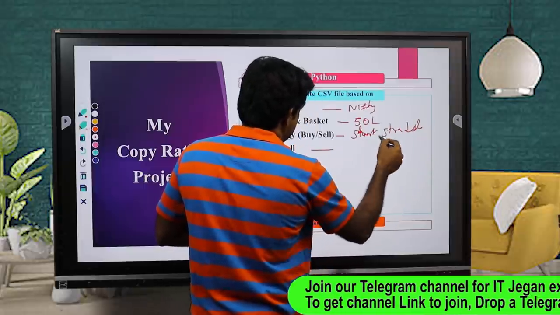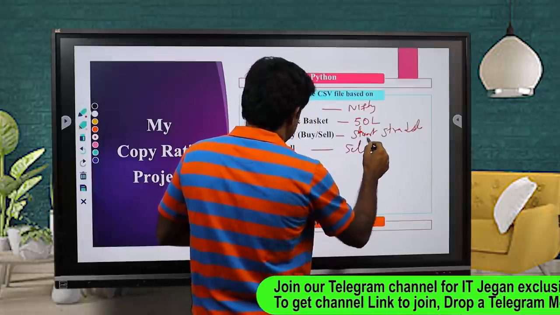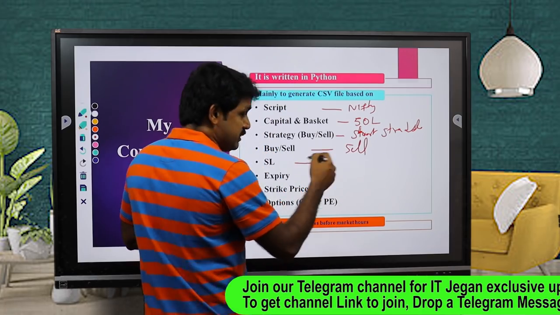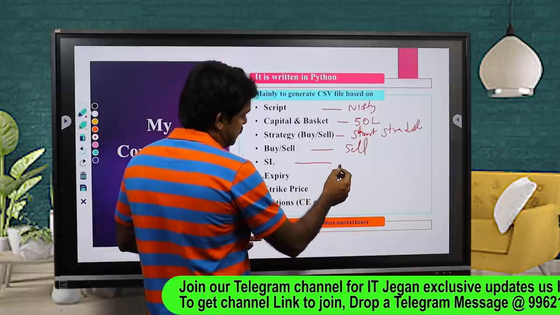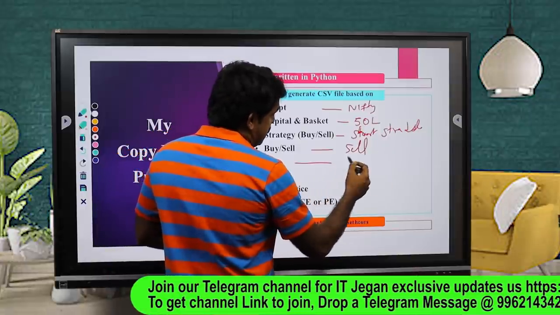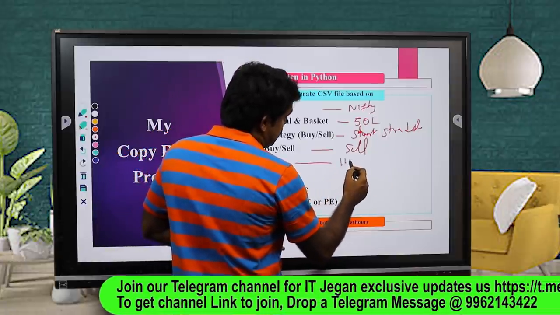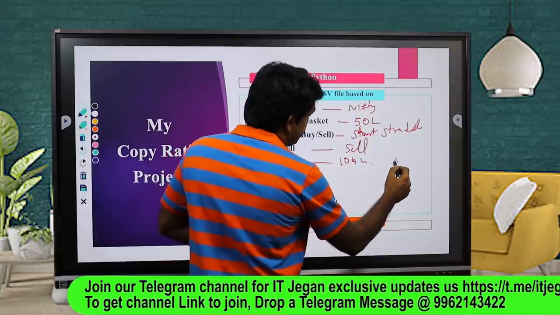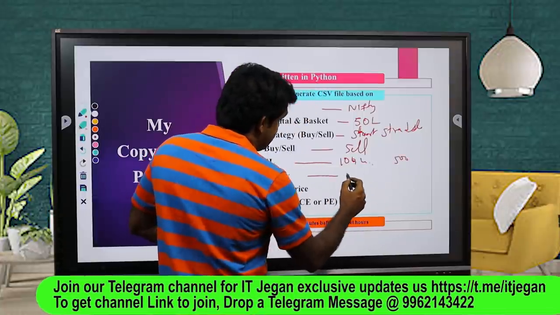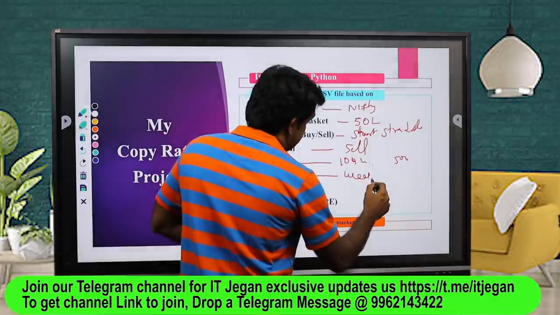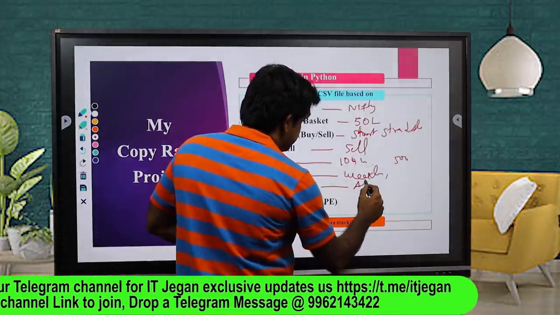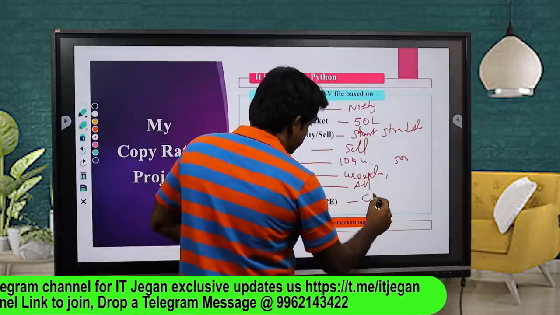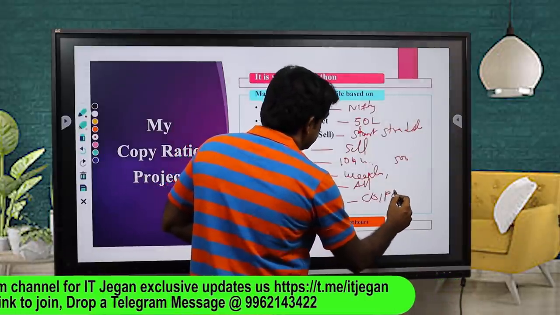When you say short straddle, you are obviously going to sell. And stop loss, if you are interested, you can specify it. I generally have four types of stop loss by default: 100, 200, like that, I do 500. And expiry, weekly or monthly expiry. Strike price, all strike prices. Options for both call and put.